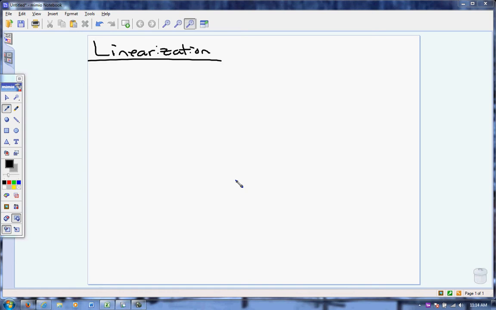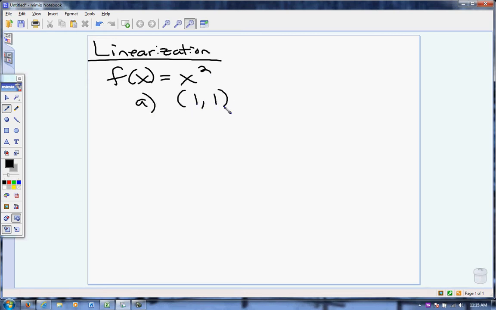Today we're going to talk about this idea of linearization, and let's come back to our old friend x squared. Don't we know by now how to find the tangent line to this function? If I wanted to consider the point (1, 1), couldn't I find the equation of the tangent line pretty quickly on this simple little function?